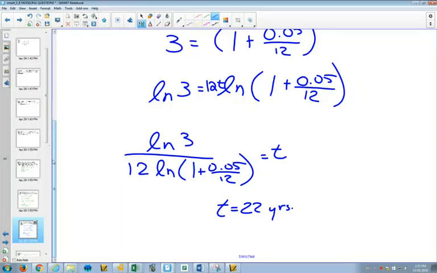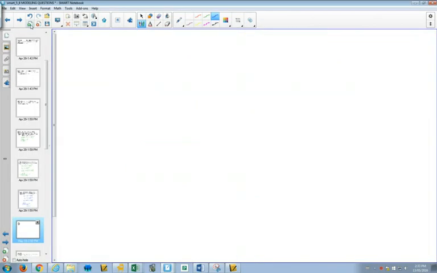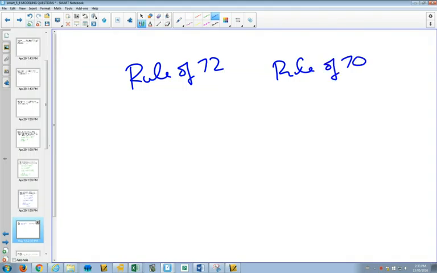Unfortunately, it doesn't work like that. So the rule of 72, sometimes it's called the rule of 70, is an estimation technique to figure out how long it's going to take you to double your money. You just take 72 or 70 and divide by the interest rate you're getting.